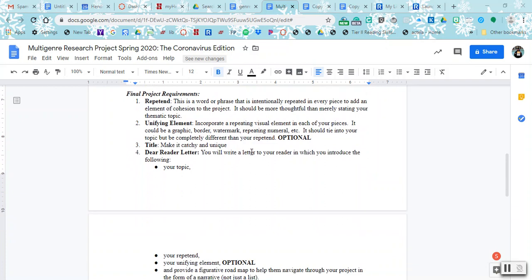In the perfect world, you would also have a unifying element. This is some kind of visual that is in each of your pieces. It could be a graphic, a border, a watermark, a repeating numeral, etc. And it should tie in your topic, but not be the same as your repetent. So if we were doing global warming as a topic and temperature as the repetent, I might need to do something like weather, like a weather map or a climate map or some kind of graph that shows an increase in temperatures. So it's not just a thermometer to represent temperature, it's something totally different.